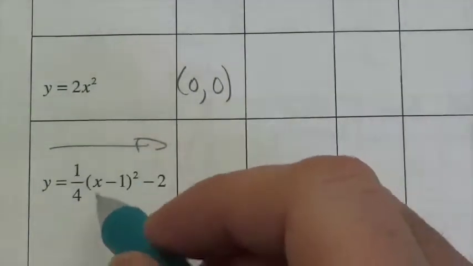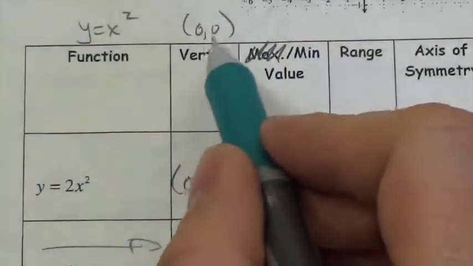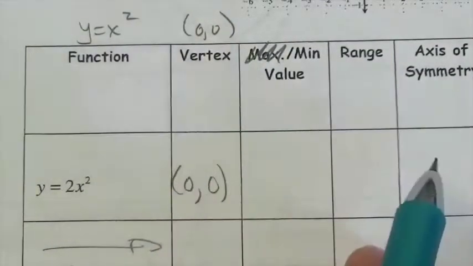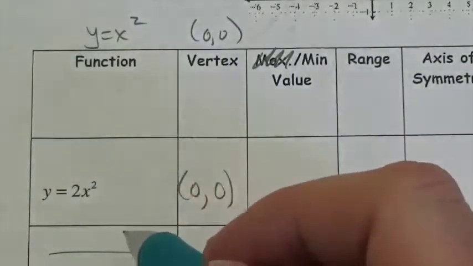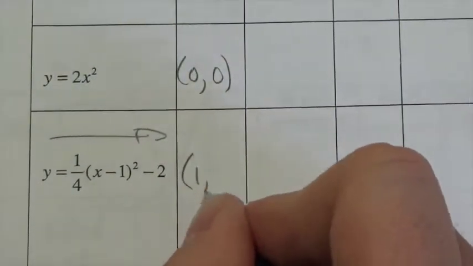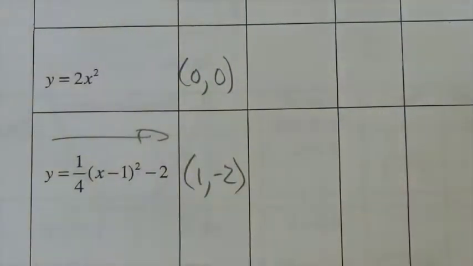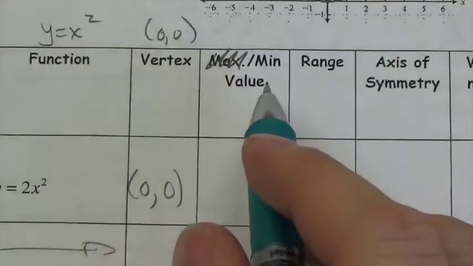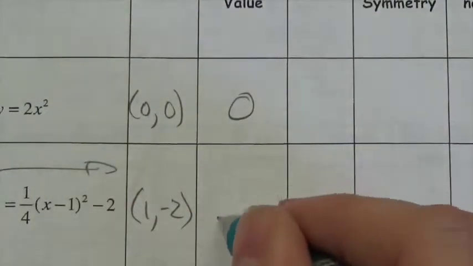The vertex here, notice how the stretch did not affect the y coordinate. It's not going to affect the y coordinate here either. It's going to stay 0. But the translations will affect it. In this case, we've gone 1 to the right, so 0 plus 1 is 1, and then down 2, so 0 minus 2 is -2.